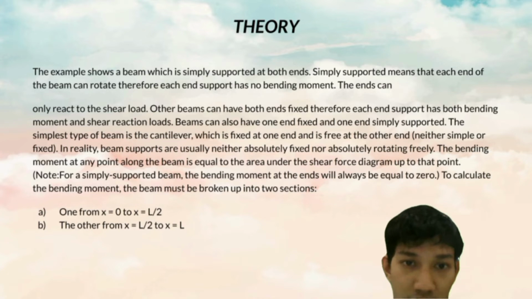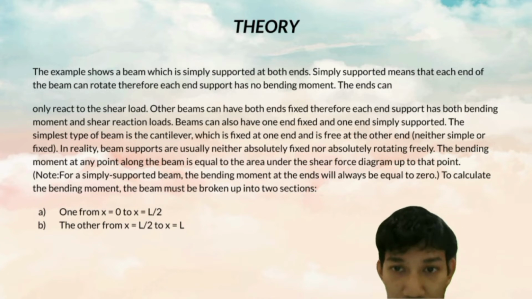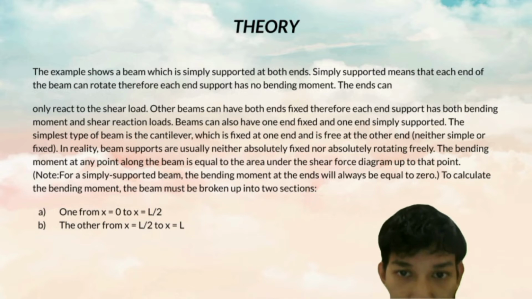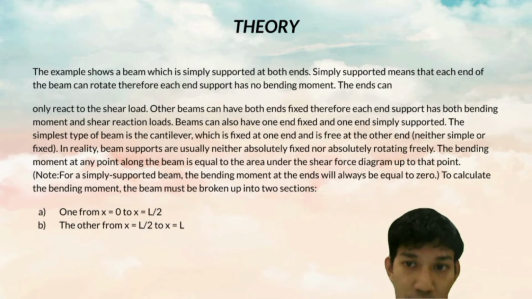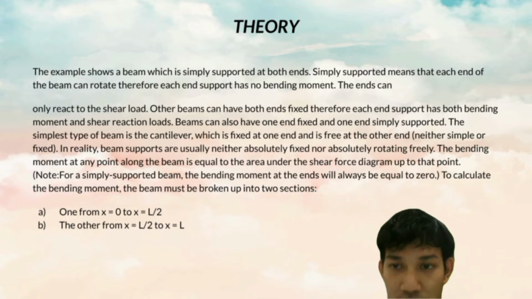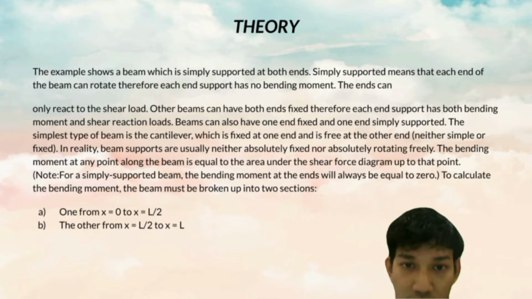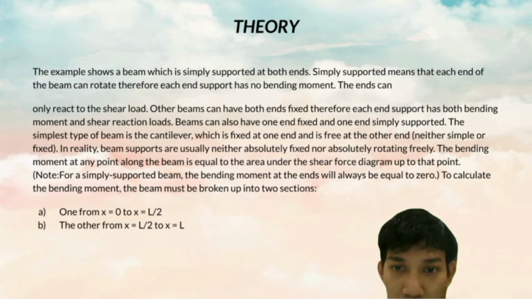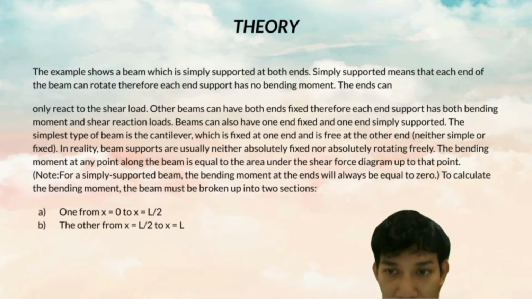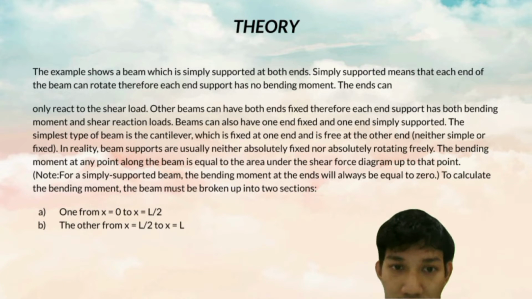Okay, for this theory, the example shows a beam which is simply supported by both ends. Simply supported means that each end of the beam can rotate, therefore each end support has no bending moment. The ends can only react to the shear load. Other beams can have both ends fixed, therefore each end support has both bending moment and shear reaction loads. Beams can also have one end fixed and one end simply supported. The simplest type of beam is the cantilever, which is fixed at one end and is free at the other end, neither simple nor fixed.